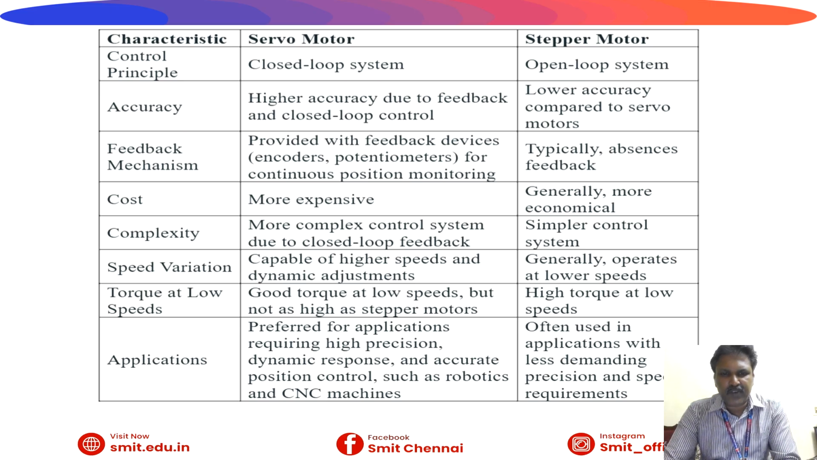Then application: servo is preferred for applications requiring high precision. High precision, because it is a closed loop system and operates based on the feedback, and accurate position control such as robotics and CNC machines. Stepper motors are used in applications with less demanding precision and speed requirements. So these are all the characteristics of the servo motor and stepper motor.